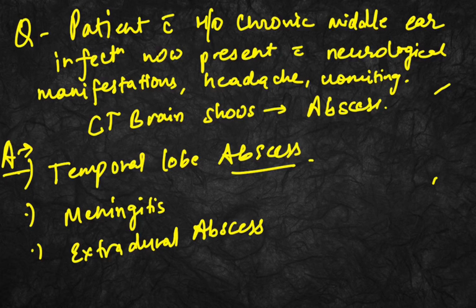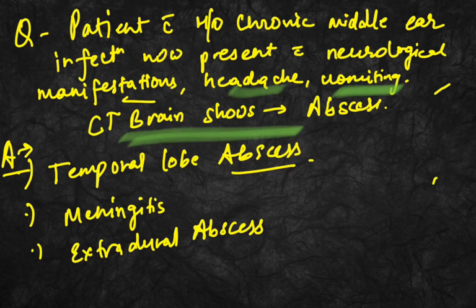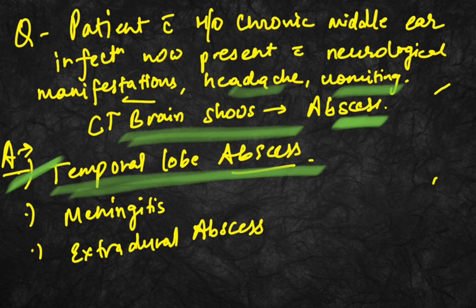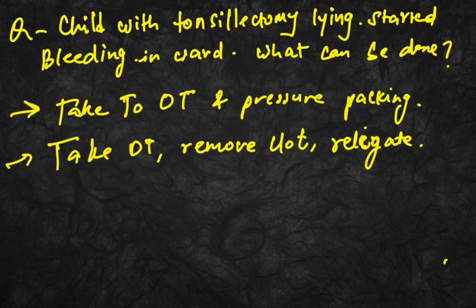Starting with the first question: a patient with a history of chronic middle ear infection now presents with neurological manifestations and headache along with vomiting. A CT brain image was also given in which an abscess was shown in the temporal lobe. So the answer is temporal lobe abscess. It can't be meningitis and not extradural abscess.